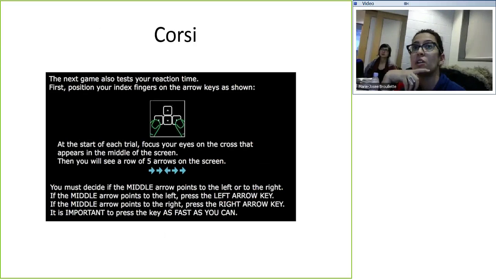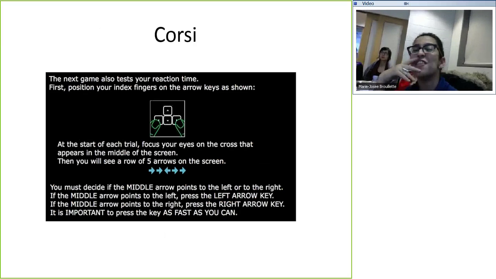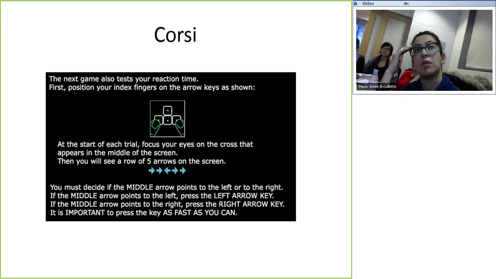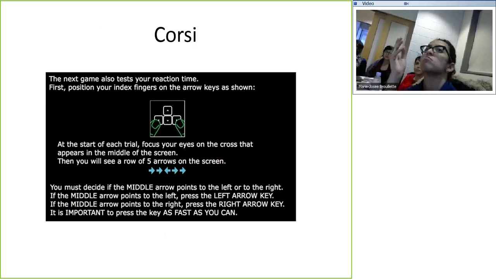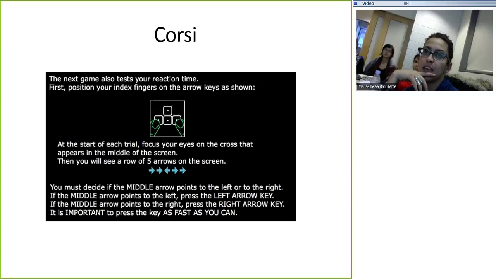After that, we have the flanker. The participant is going to focus the eyes on a cross in the middle of the screen again. The cross disappears, and we see 5 arrows. Always look at the one in the middle. If the arrow points to the left, they click on left. If the middle arrow points to the right, they press the right arrow on the keyboard. Again, they have to press it as fast as possible, and try not to make mistakes.